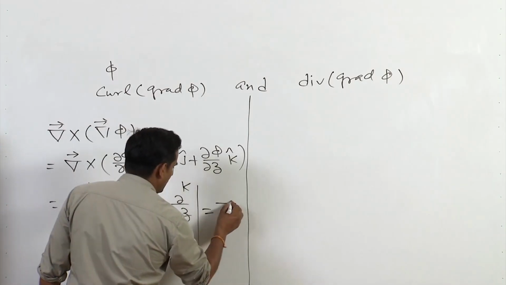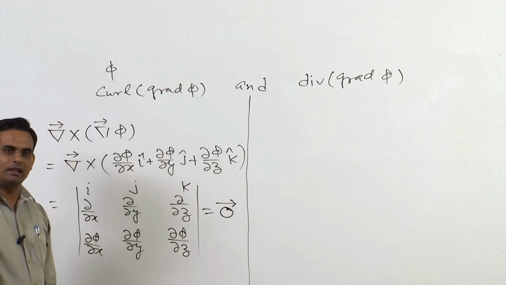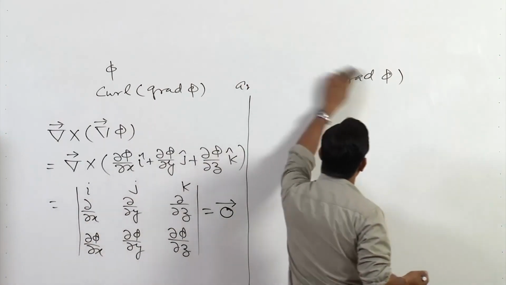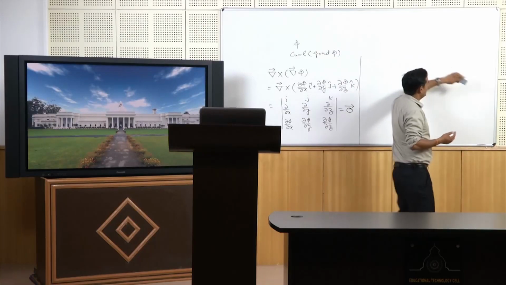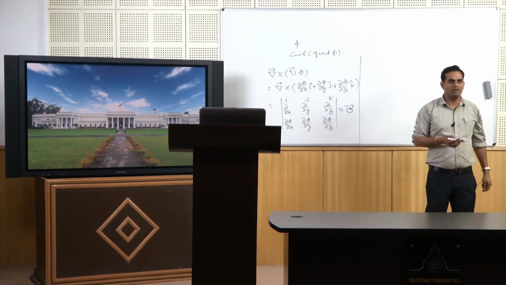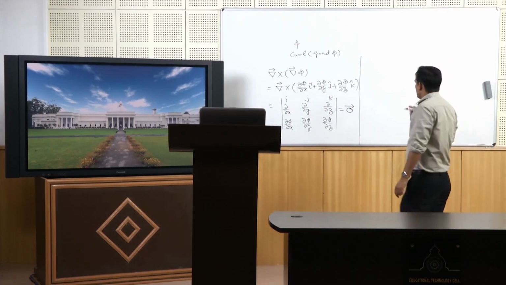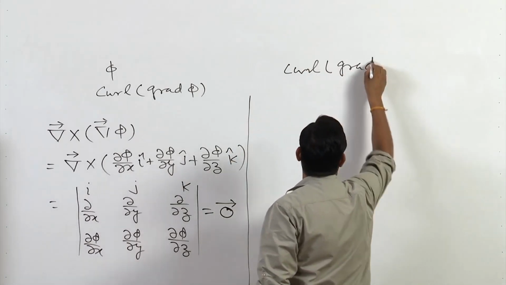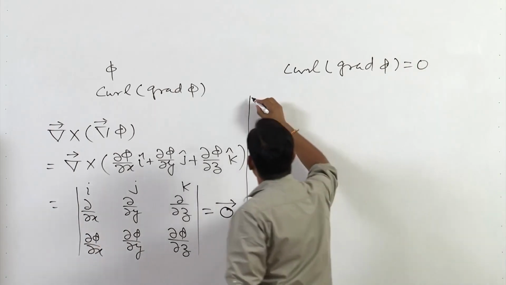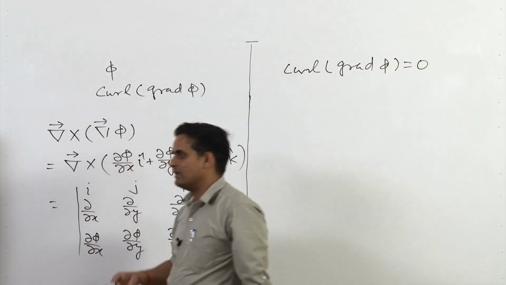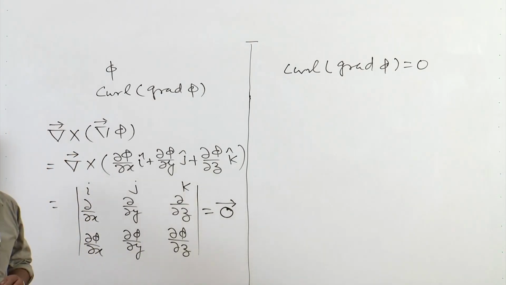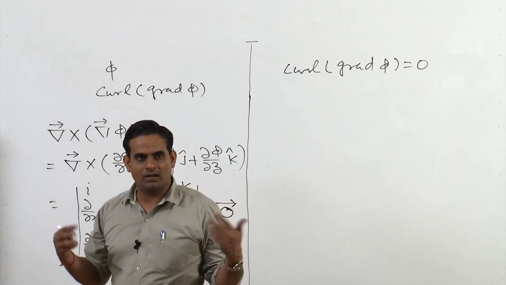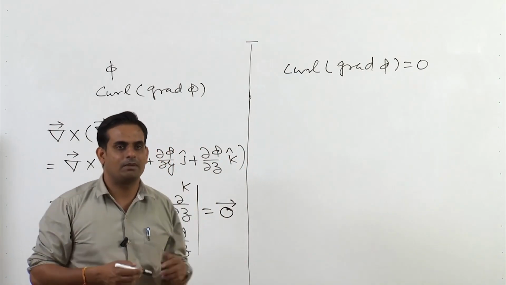So hence in the previous lecture I directly wrote it as 0. What I want to say is that the curl of the gradient of a scalar function will always be 0. So if curl of grad phi equals 0, can we relate it with some other concept? Yes, we can. And what is that concept? That concept is the potential function or conservative vector field.